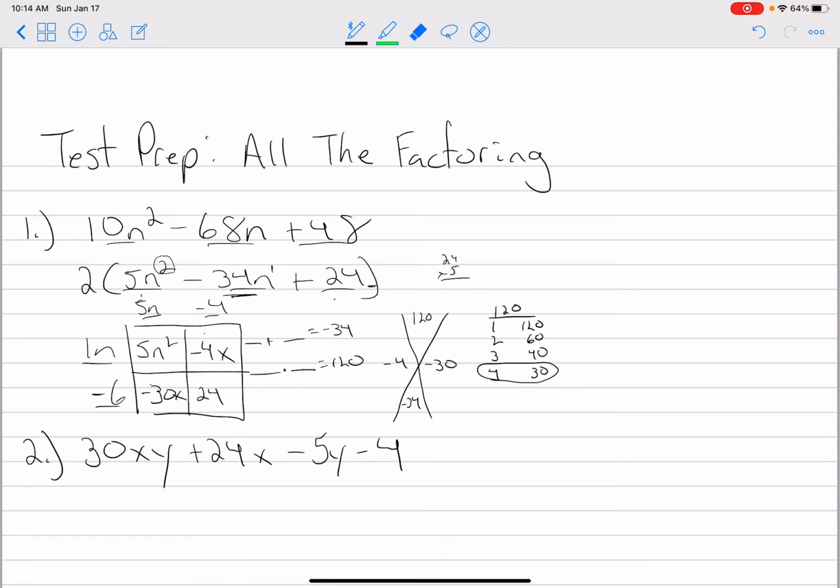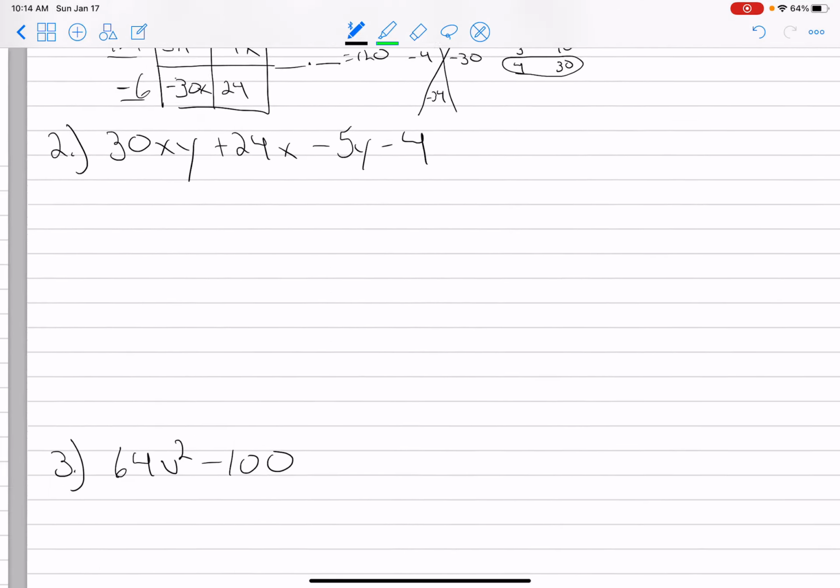All right, so my final answer ends up being, don't forget your GCF. Don't forget your GCF. I know you guys are going to do this on the test. Please don't forget your GCF. 2 times n minus 6 and times 5n minus 4. There's my first one.